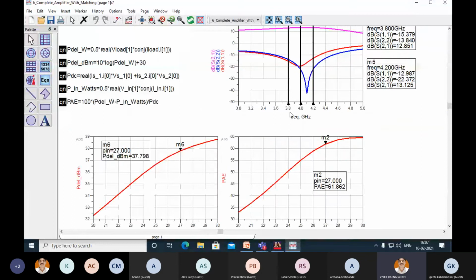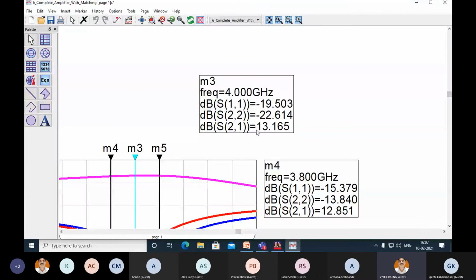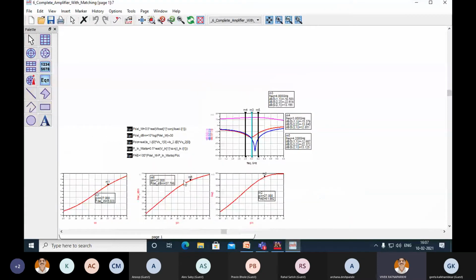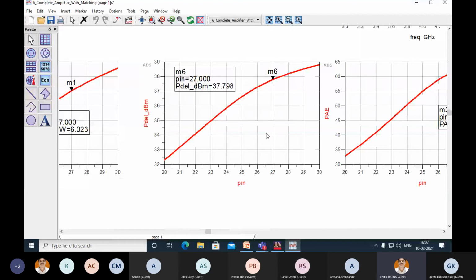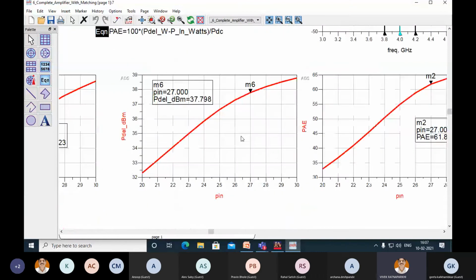But if you see S21, S21 is not 10.798 at 4 gigahertz. At 4 gigahertz, it is 13.165. Marker 3 is at 4 gigahertz. You can see, this is the difference between small signal gain and large signal gain. So large signal gain is quite accurate for power amplifiers, which directly tells what input you fed and what output you are getting. Rather, small signal gain is only giving you the S21 kind of a relation. So it is not considering the actual power fed to the input of that transistor.